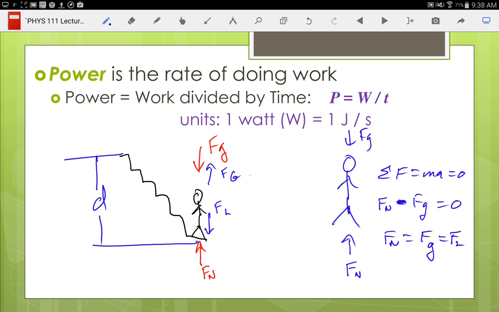Okay, so back to the original situation. So let's say it takes you 10 seconds to go up one flight of stairs. Then the power you had to exert is the total work, your force of gravity times the distance you went up, divided by the time of 10 seconds. Now let's say instead of taking 10 seconds, you take a minute, 60 seconds. How does the work vary if you take 6 times longer?